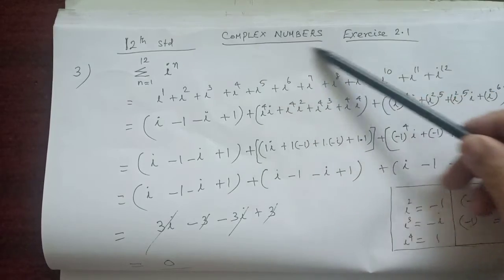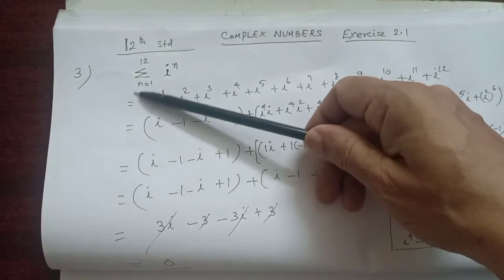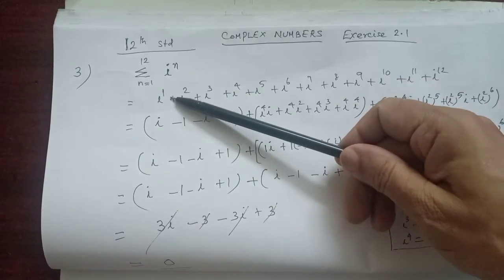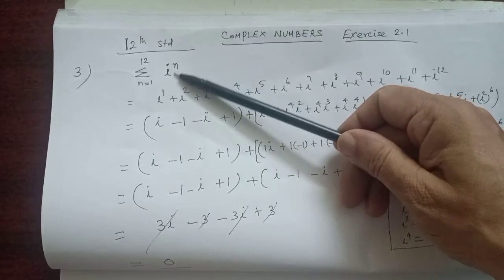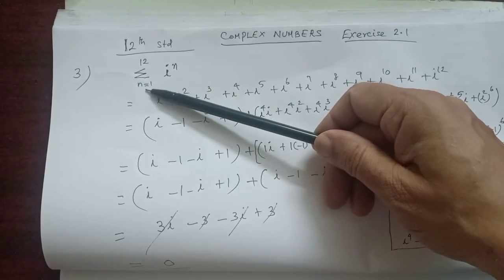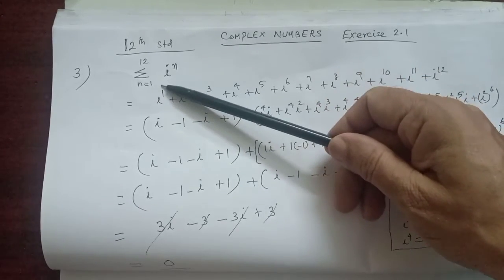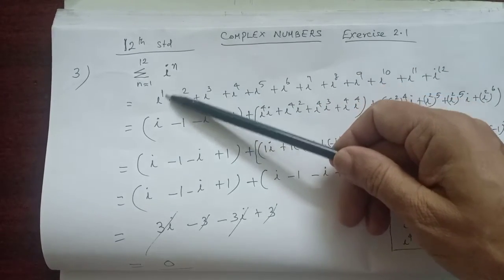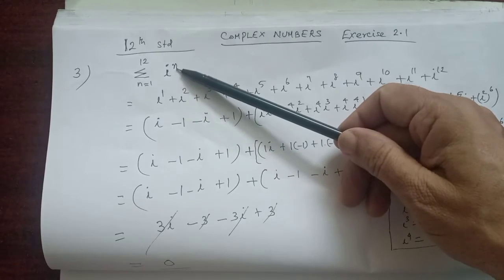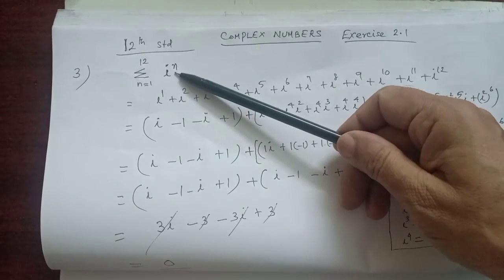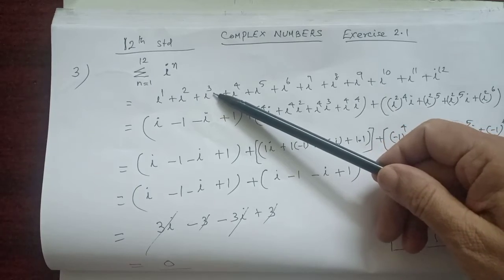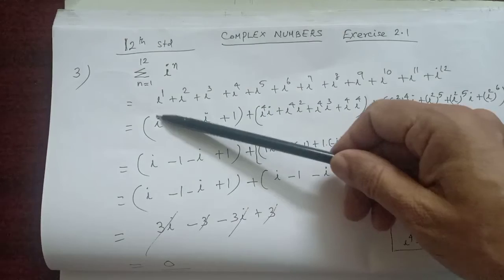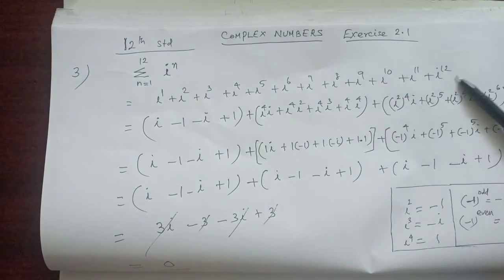12th standard complex numbers, exercise 2.1. Sigma n equal to 1 to 12 of i to the power n. Sum of n values from 1 to 12. First we put n equal to 1: i power 1, plus next n equal to 2: i square, next n equal to 3, up to i power 12. Sum of i power 1 to i power 12.